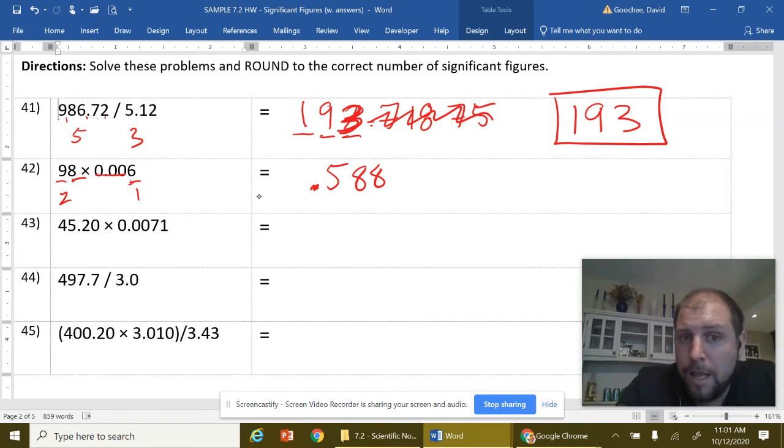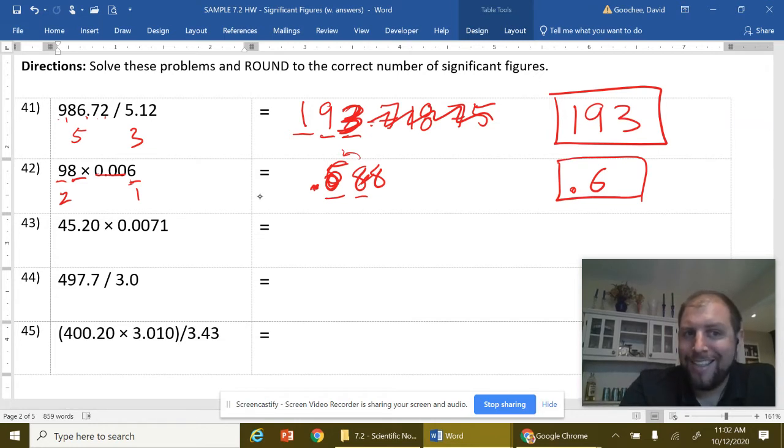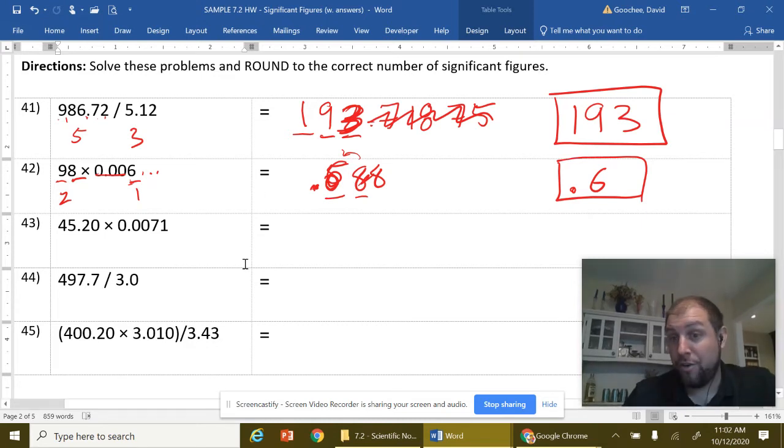So moving from left to right, we can keep the 5, and that's it. Everything else gets rounded away. What comes after the 5 is an 8, so we have to round this up. This becomes a 6, and the rest gets rounded away. So the answer is 0.6. Again, we don't know what comes after this 0.6 because we don't know what comes after the 0.006. You don't know any more significant figures there, so you can't tell me any more here. That's as accurate as we can be.